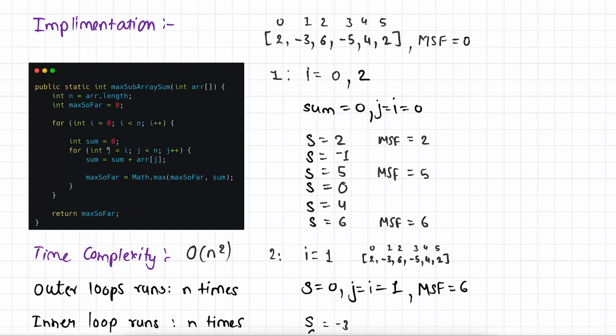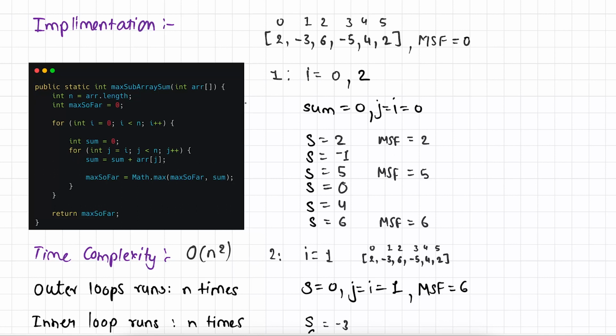Inside this loop, in the first statement we are initializing the variable sum equal to 0 to store the sum of the elements of the subarray, and then we are running a loop from j equal to i to less than n. Inside this loop we are adding all the elements into this sum variable one by one, and along with it we are also finding the maximum of maximum so far and sum. If the sum is greater than maximum so far, then we simply update maximum so far to sum, and after the outer loop we are simply returning the maximum so far value.